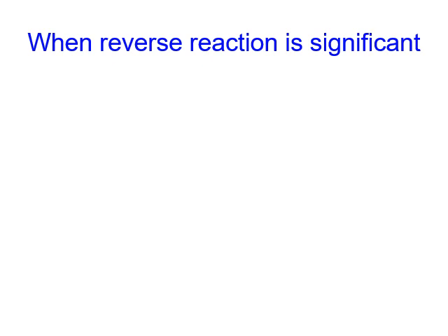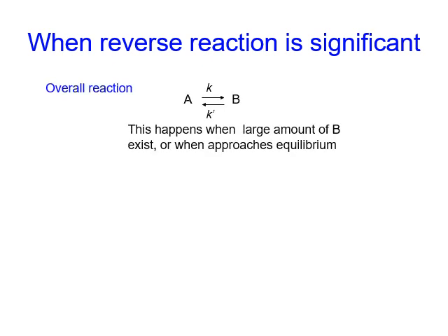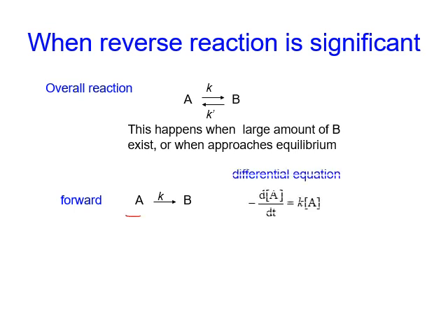Let's study a simple reaction mechanism where A goes to B, but B also goes back to A. Because these are elementary steps, we can write a rate law. For the forward reaction, the reactant involves only one molecule, A, so that's a unimolecular reaction, and therefore the rate law is first order, so k_a times A. Because A is consumed, it's negative. That's the differential equation for the forward reaction.